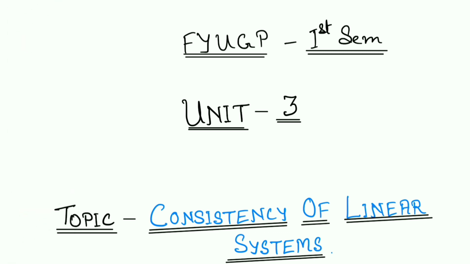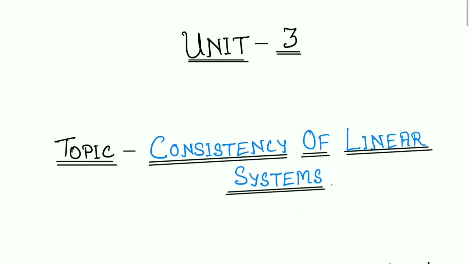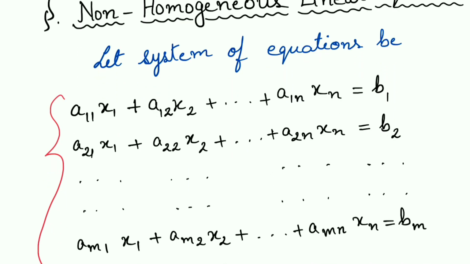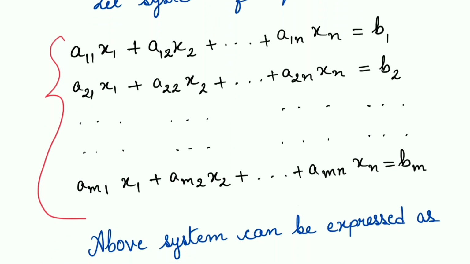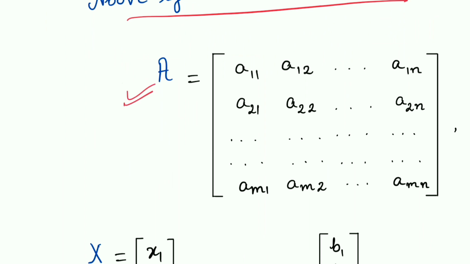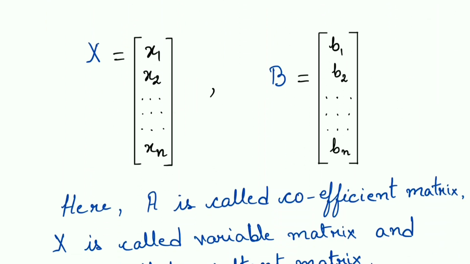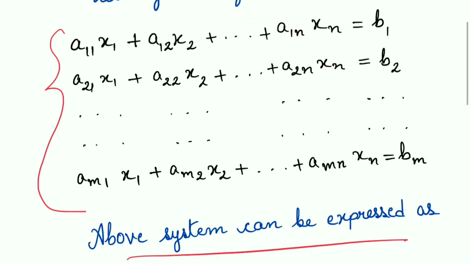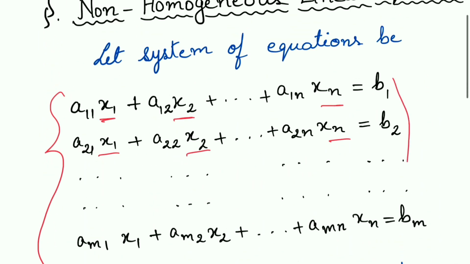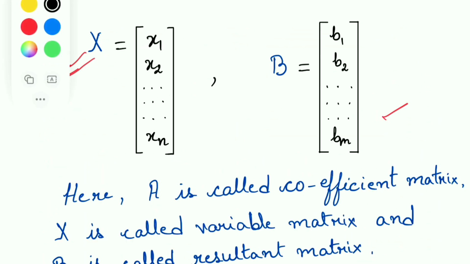To learn consistency of linear systems, we are considering a non-homogeneous linear equation. In a homogeneous linear equation, the constants b1, b2, up to bm are 0, but now we are considering a non-homogeneous equation, so b1, b2 up to bm will have some values. The above system can be expressed as AX = B. The variables are here x1, x2, up to xn. It can also be x, y, z, w, anything, but here we are considering x1, x2, x3, x4 up to xn. And B is the constants b1, b2 up to bm.